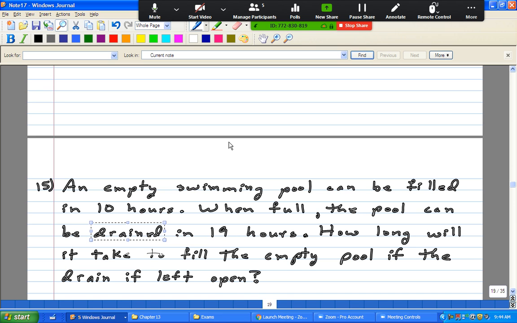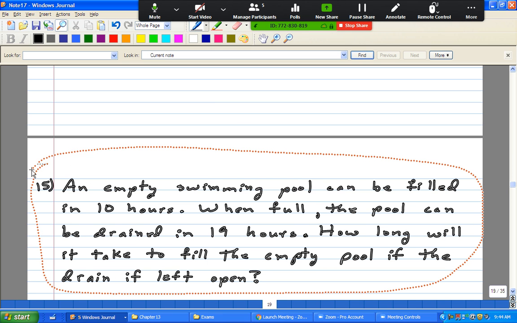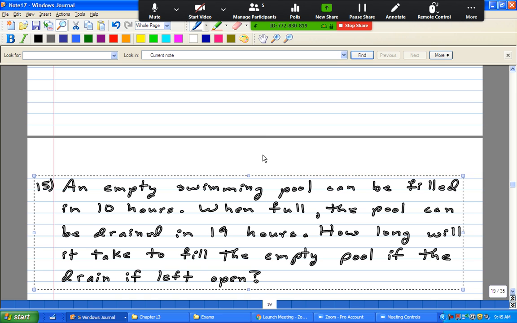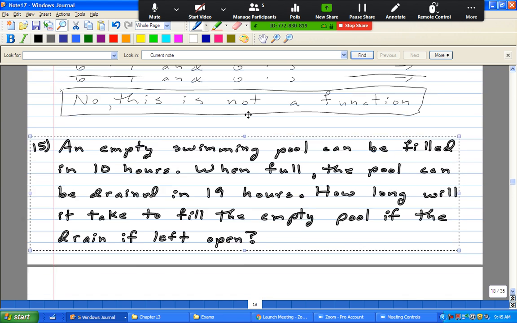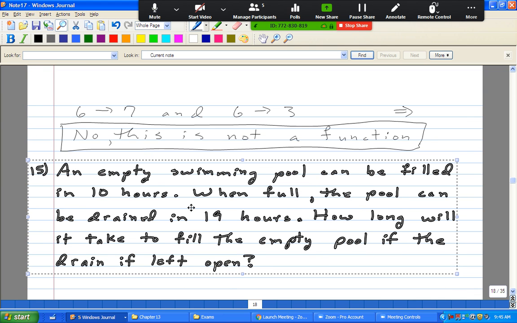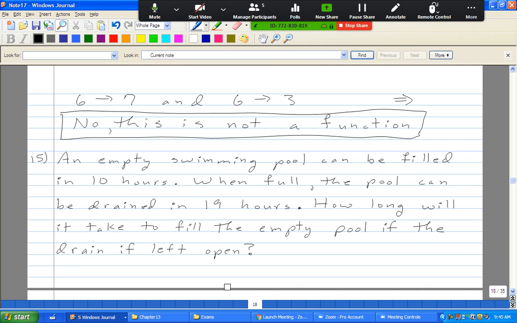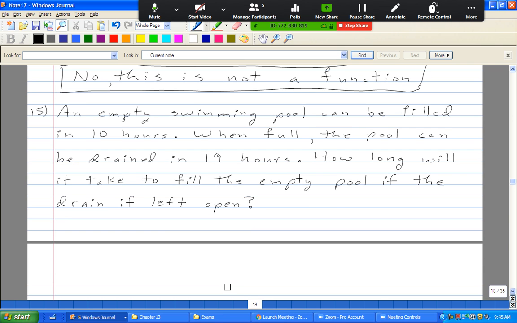Let me do problem number 15. Let's see if I can move this up. An empty swimming pool can be filled in 10 hours. When full, the pool can be drained in 19 hours. How long will it take to fill the empty pool if the drain is left open?